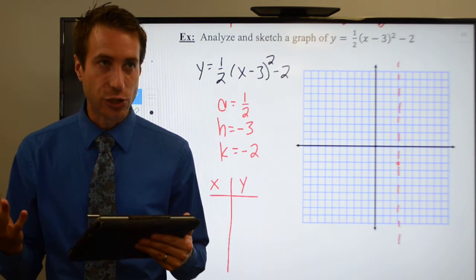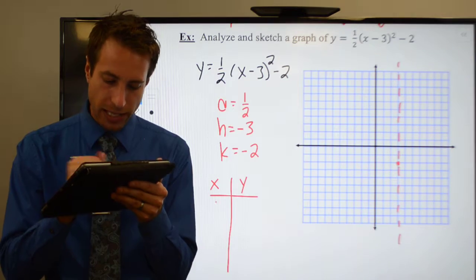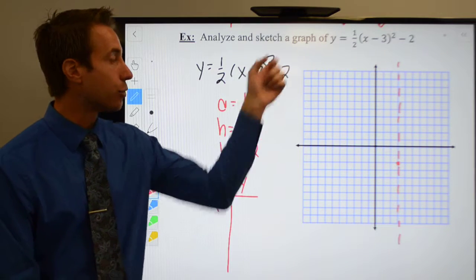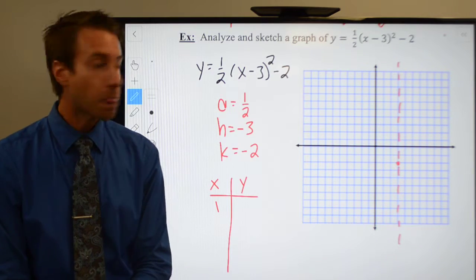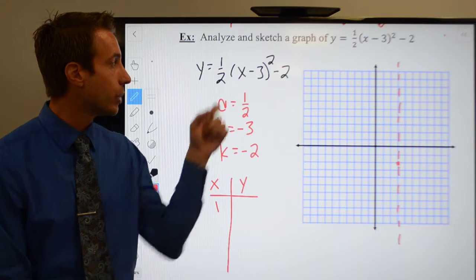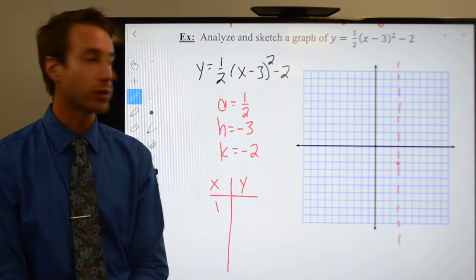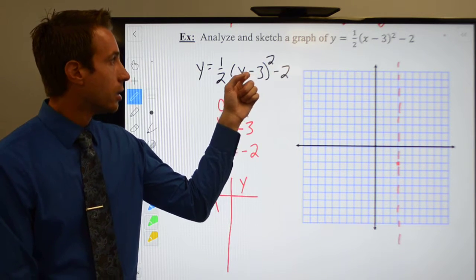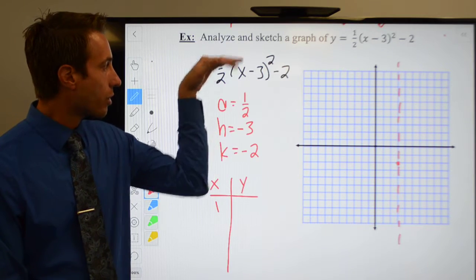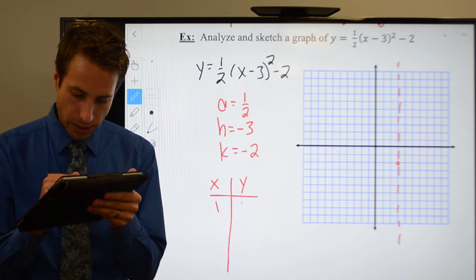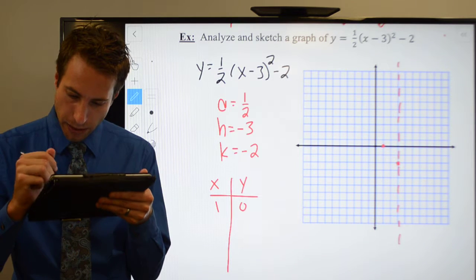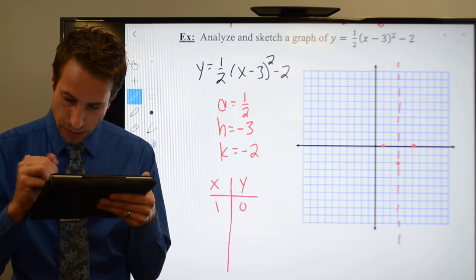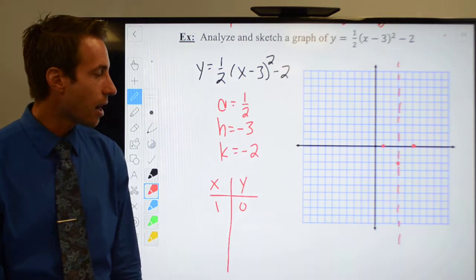And I'm just, again, randomly choosing points like x equals 1. That's pretty easy to work with. If I were to plug in a 1, 1 minus 3 would be -2. -2 squared is going to be 4. 4 divided by 2 would be 2, and 2 minus 2 would be 0. So yeah, that's going to be (1, 0). There. It's an axis of symmetry, so it would also be right there. Same distance on the other side.